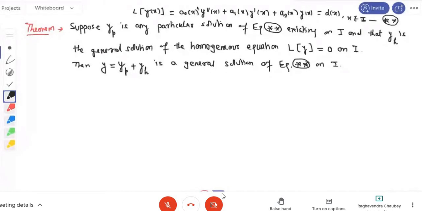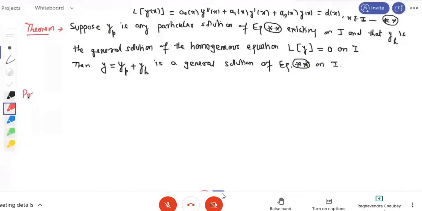If a naught x equals 0, so that particular value of x where a naught x equals 0 is the singular point. Okay, so we will discuss that point in detail after completing this portion. Okay, so what is the proof?